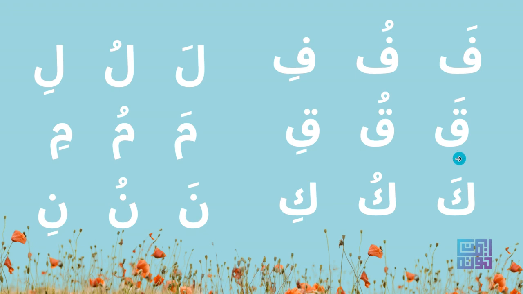Okay. So it's Qa with a fatha. What about with a damma? Qu. With a kasra, qi. Don't say ki, because ki is here, just below, okay? So this one is qi, and this one is ki. Elevated letter, qa, qu, qi, ka, ku, ki.